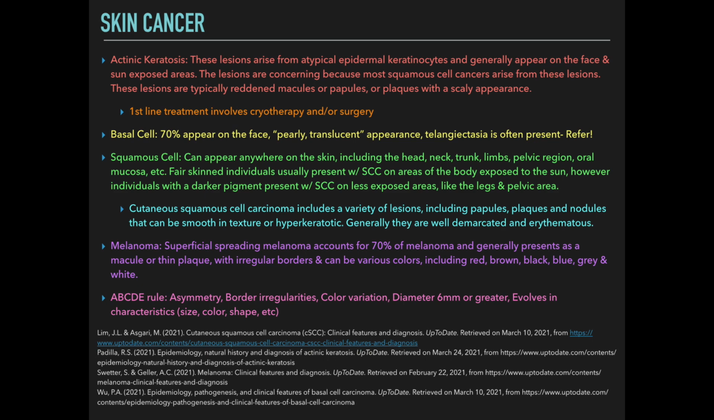A for asymmetry, B for border irregularities, C color variation, diameter for D, which is greater than 6 millimeters, E evolves in its characteristics. For example, it changes in size, color, shape, etc. All of those are warning signs and warrant a referral.